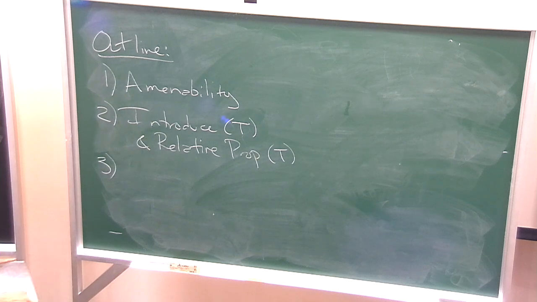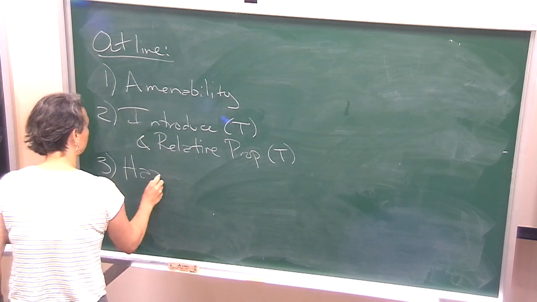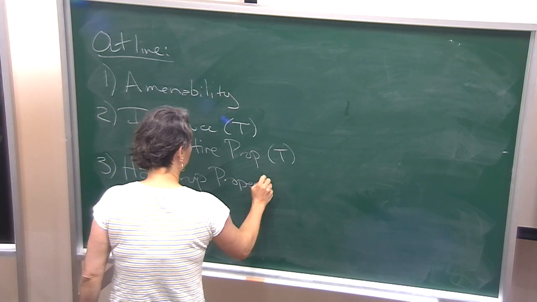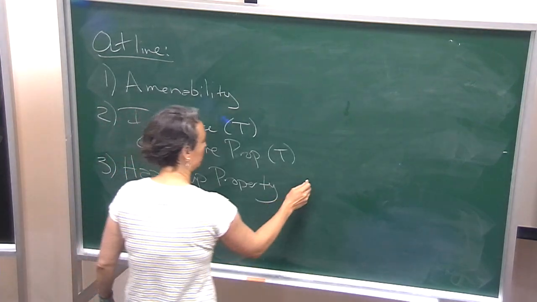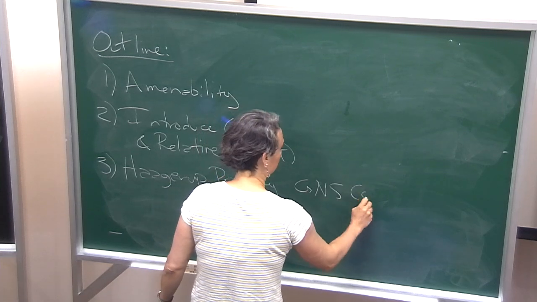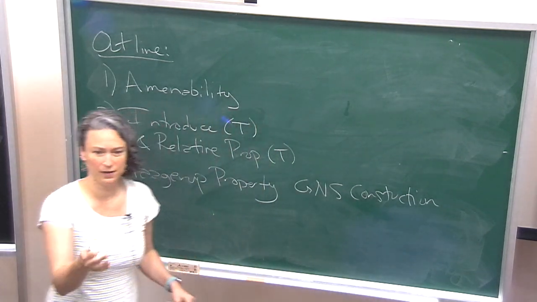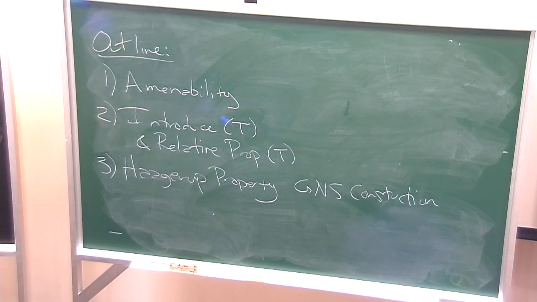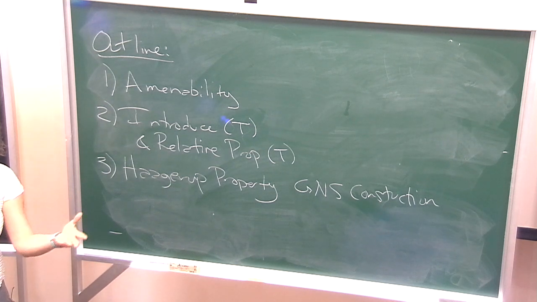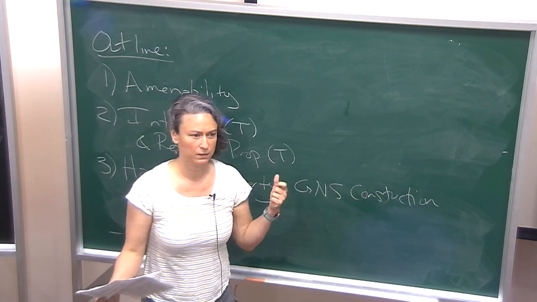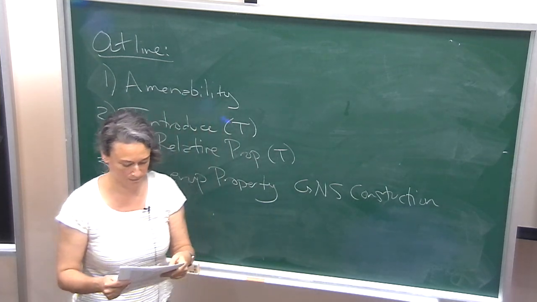And then 3, we're going to do the Haagerup property, and what is called the GNS construction. During Pierre's introductory talk, he discussed these two notions of property T corresponding to affine isometric actions versus just isometric actions on a Hilbert space. And this GNS construction is going to tie these two things together for us.